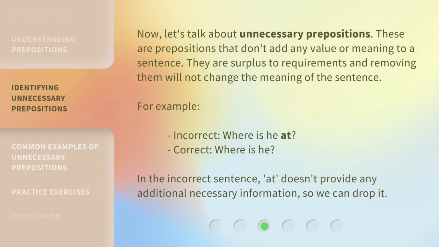Now, let's talk about unnecessary prepositions. These are prepositions that don't add any value or meaning to a sentence. They are surplus to requirements, and removing them will not change the meaning of the sentence. For example, incorrect: where is he at? Correct: where is he? In the incorrect sentence, at doesn't provide any additional necessary information, so we can drop it.